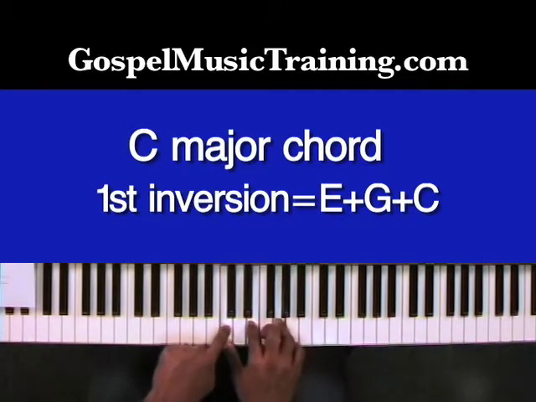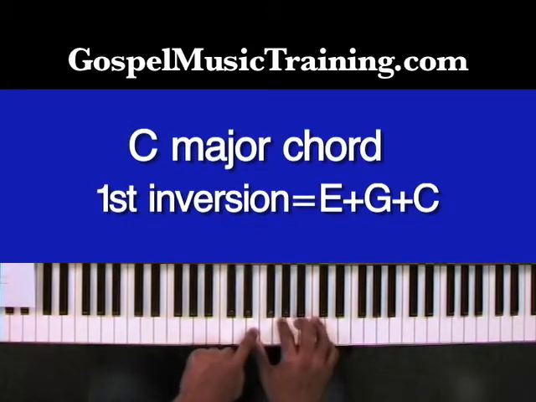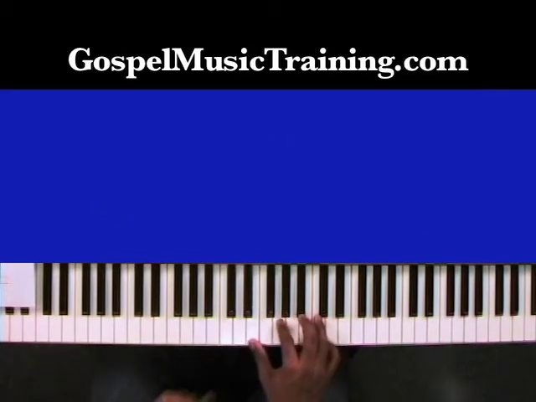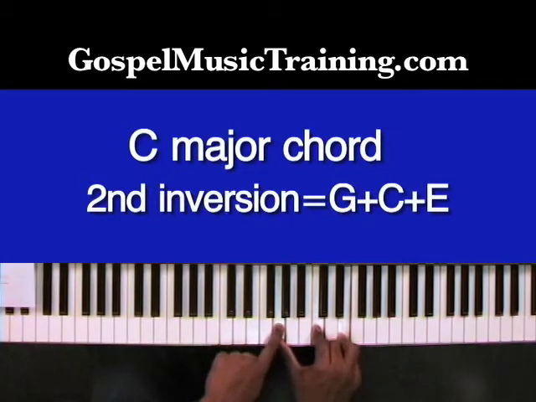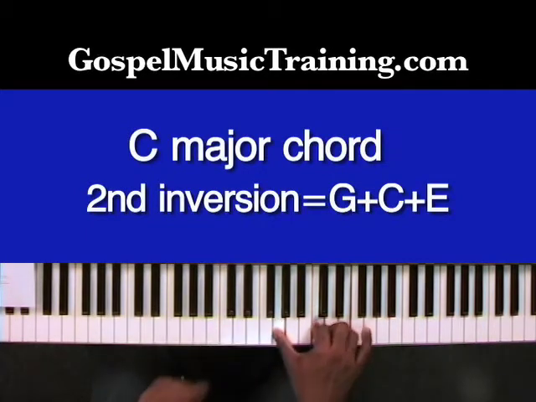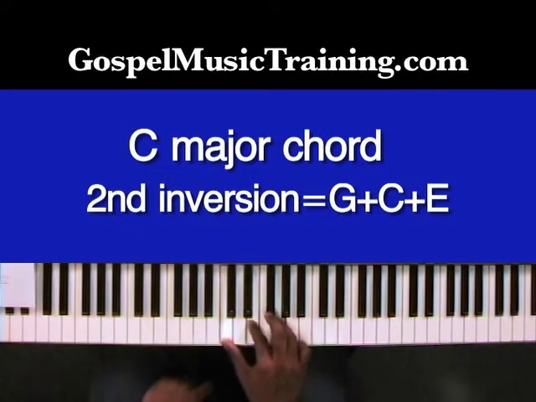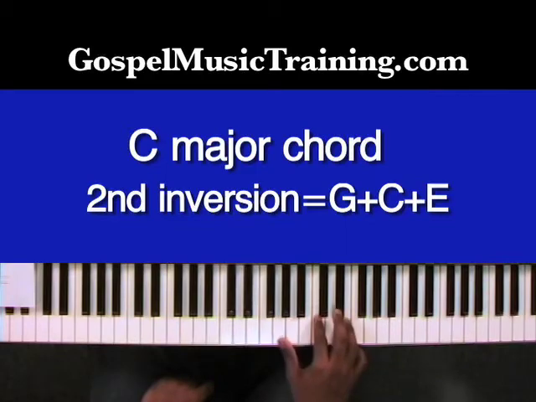So we got the one on the bottom or the root, the third on the bottom, and then when you take that third and you move it to the top, thus leaving the fifth on the bottom, that's what we call second inversion. So basically it's 1, 3, 5. 1 on the bottom is root, 3 on the bottom is first inversion, 5th on the bottom is second inversion.